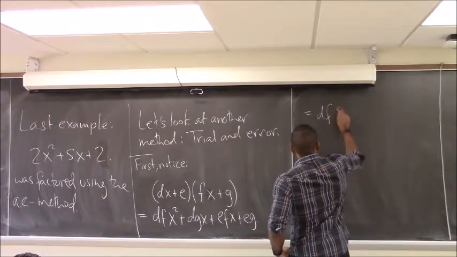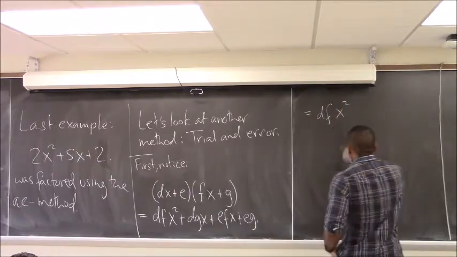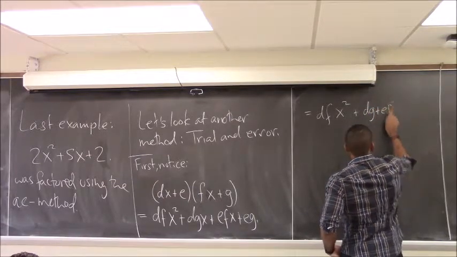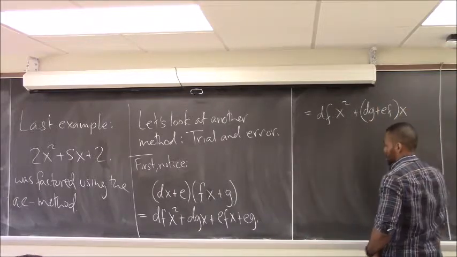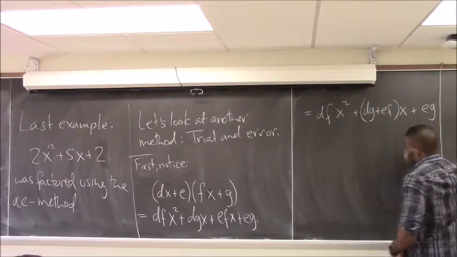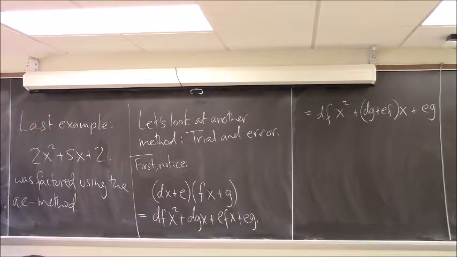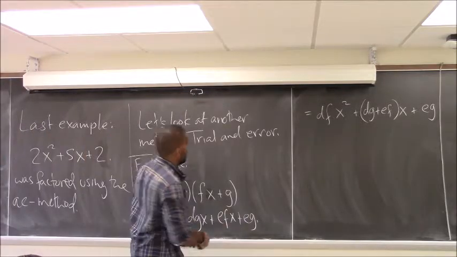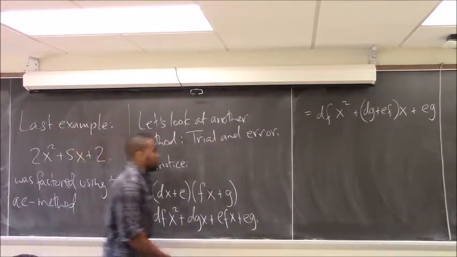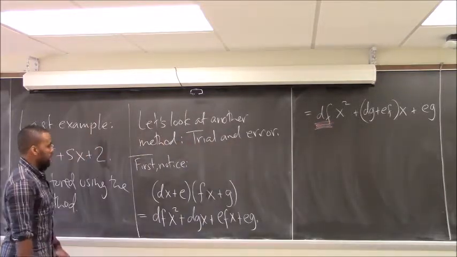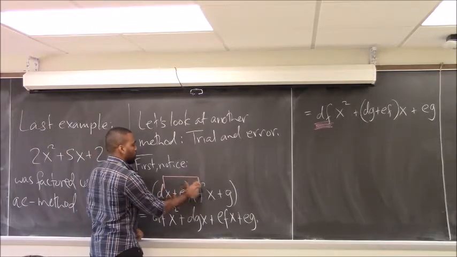You get dfx squared plus dg plus ef times the x plus the e times the g. And here's the pattern I want you to notice. I didn't buy these colored chalks for nothing. If you look at the first coefficient of x here, you can notice where that came from. That is the product of the two first terms.